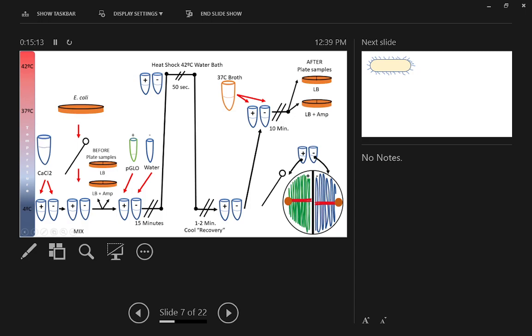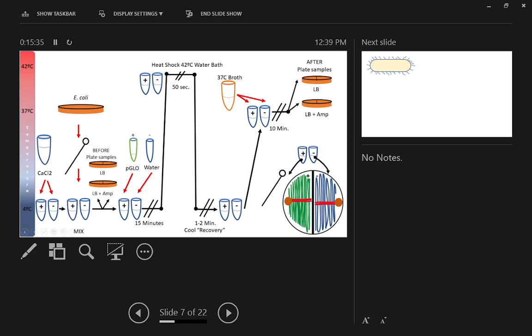So we're going to add calcium chloride to tubes labeled positive and negative. We're going to put E. coli in both the positive and negative tubes. Positive and negative refers to the next step after this. From these tubes, we're going to plate each of them on either a plate that's just LB, which stands for Luria broth, or a Luria broth plate with ampicillin.